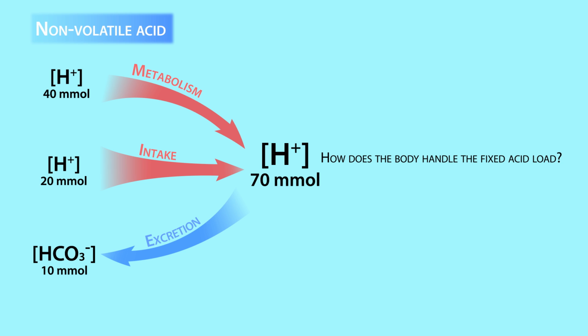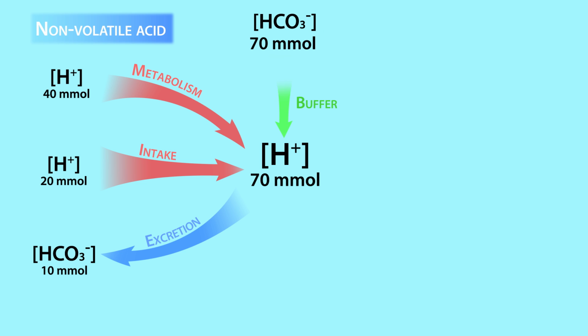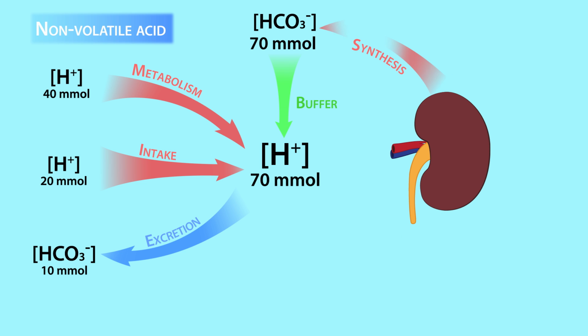Well, this part can get a little complex, so let's make it easy by addressing it one concept at a time. Let's start with the first concept. The daily load of non-volatile acid is buffered with an equal amount of bicarbonate, which is generated by the kidneys. This is called de novo synthesis of bicarbonate. Interestingly, changes in the non-volatile acid load are matched by changes in the bicarbonate synthesis.